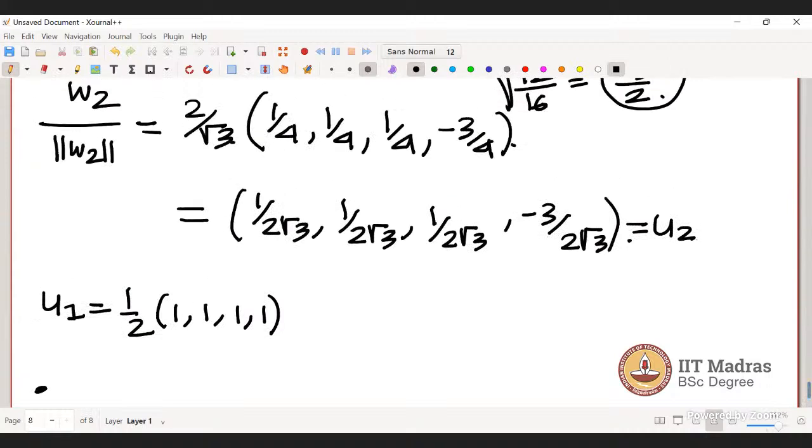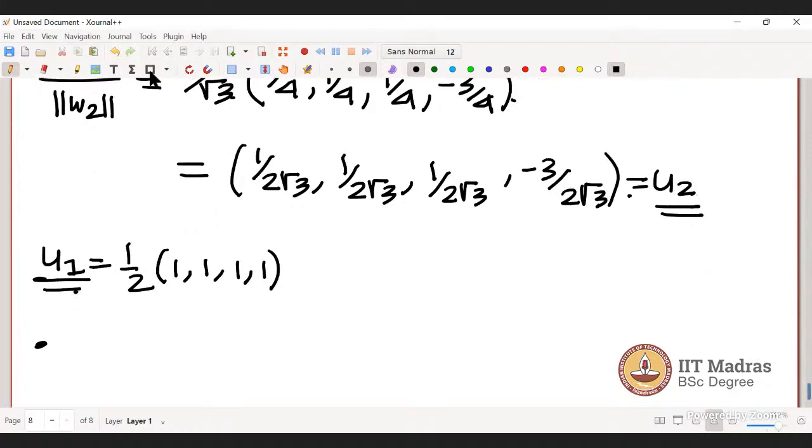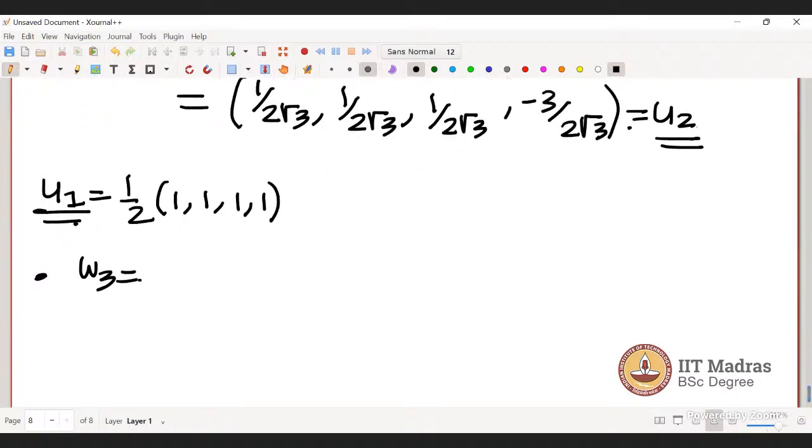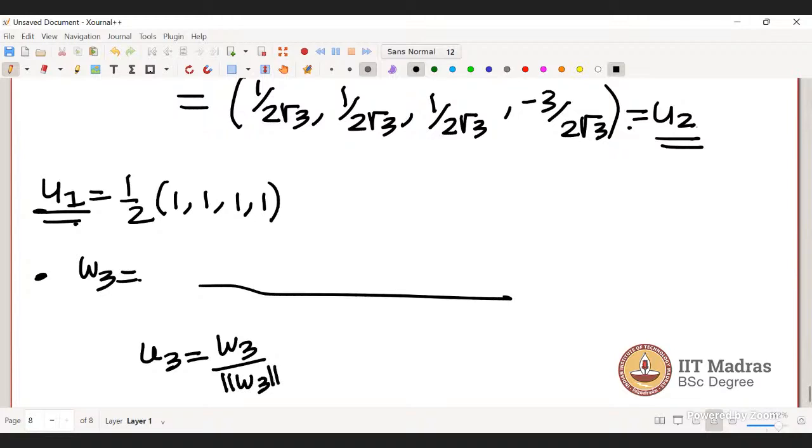So we're done with U1 and U2. Our next target is to find U3. Sorry, W3. And how we can find? I think that we can skip, right? Okay. So then you can get some vector W3, and whatever you will get, you just take U3 as W3 by norm of W.